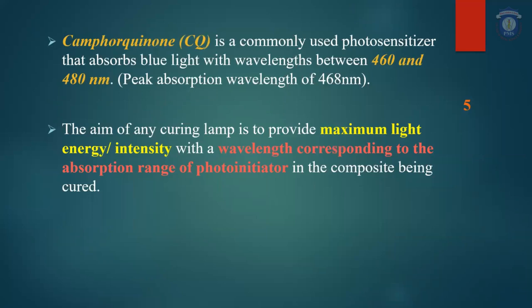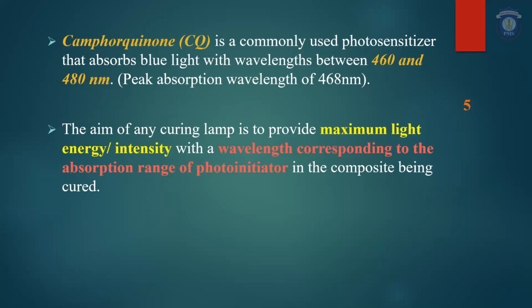Camphoroquinone, as I just mentioned, is the most commonly used photosensitizer that absorbs blue light with wavelength ranging between 460 to 480 nanometer. The aim of any curing lamp is to provide the maximum light energy or intensity with a wavelength corresponding to the absorption range of a photo initiator in the composite being cured.